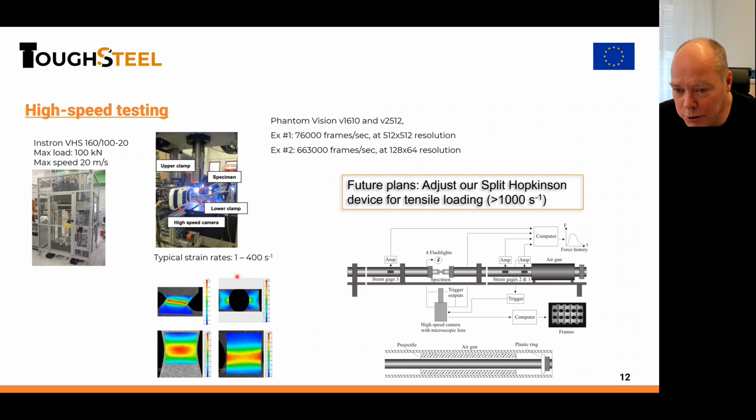And we have some future plans because we have a split Hopkinson device. And nowadays it's set up for compression, but we have plans to adjust it to work for tensile load as well. And the plan is to go to strain rate of order of 1,000. And of course, this is also possible to combine with high-speed cameras.